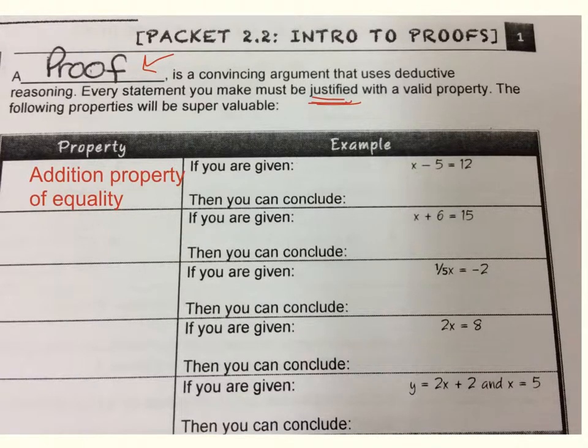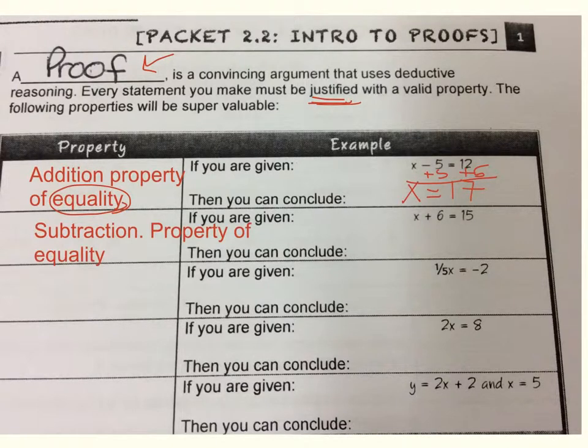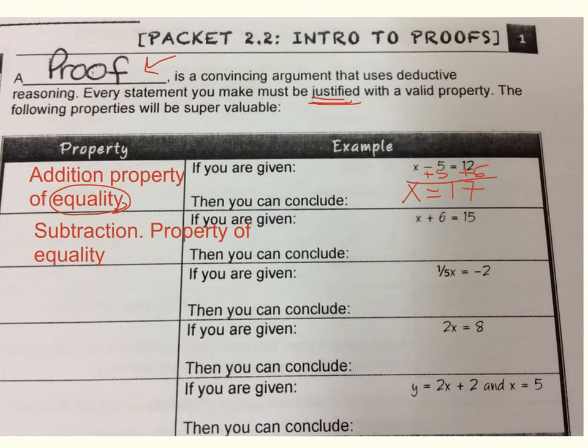Here we have the addition property of equality. Equality just means that whatever we do to one side, we'll do it to the other. So if we add 5 to both sides, see what we get. We get x is equal to 17. How do we justify that? It's called the addition property of equality. Next one is the subtraction property of equality. So what we're going to do is we're going to subtract 6 from each side. And what can we conclude? That x is equal to 9.